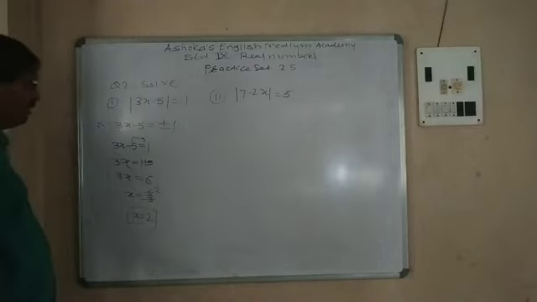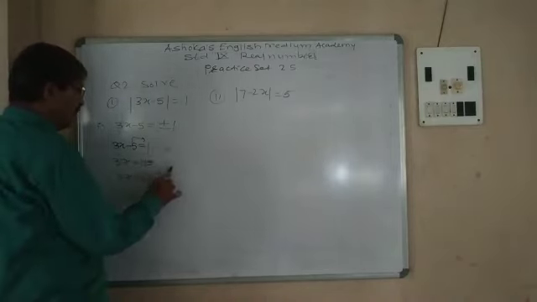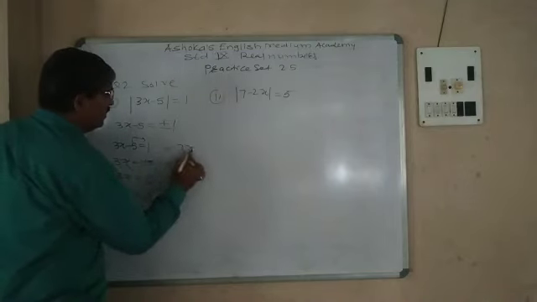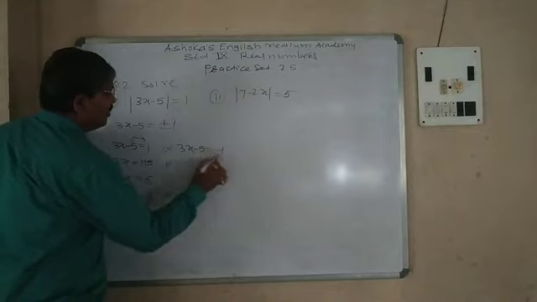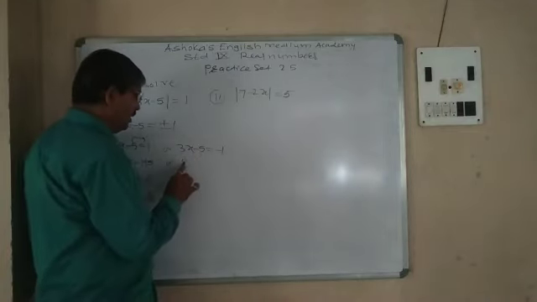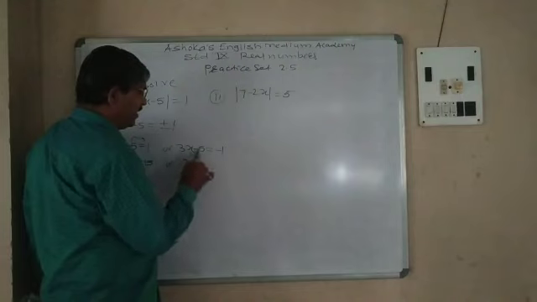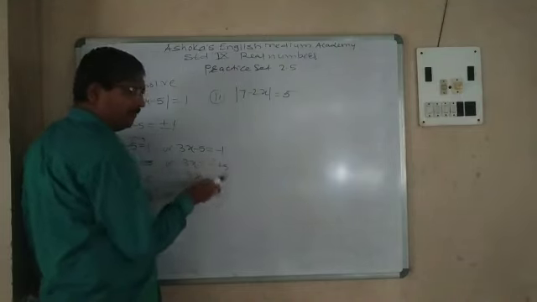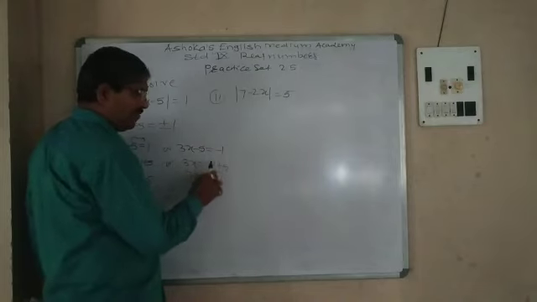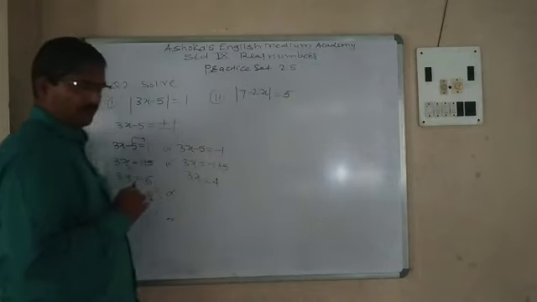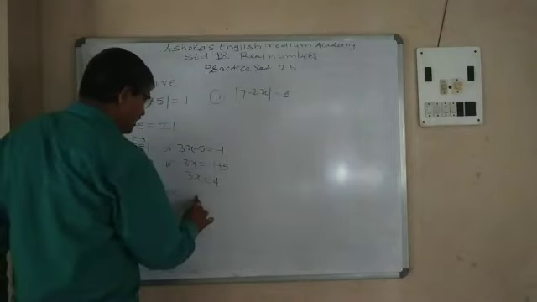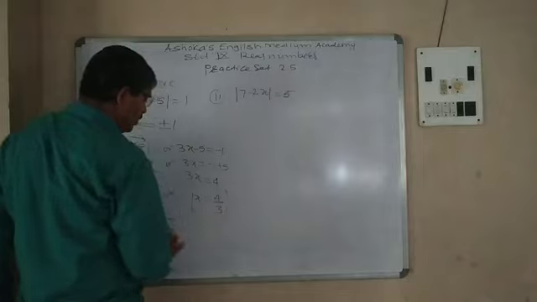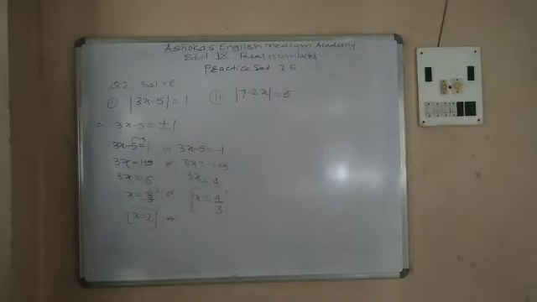Now, or, what will happen? 3x minus 5 is equal to minus 1. Now 3x is equal to minus 1, and this 5 goes there becoming positive. 3x is equal to 5 minus 1, which is 4. And thus x is equal to 4 upon 3. That is the answer.